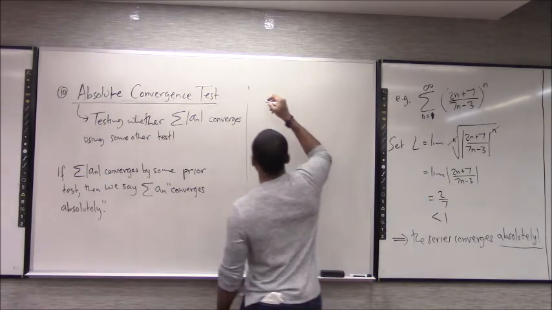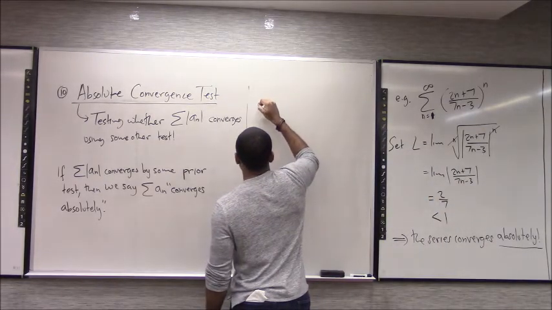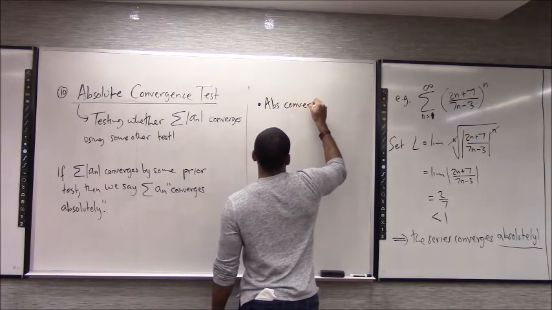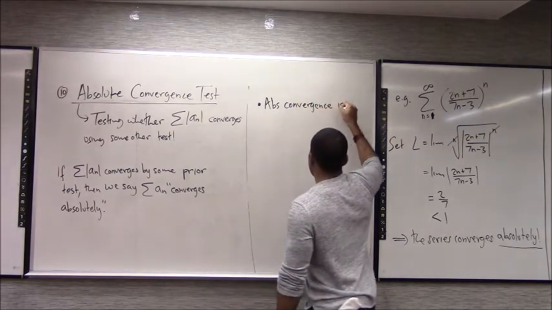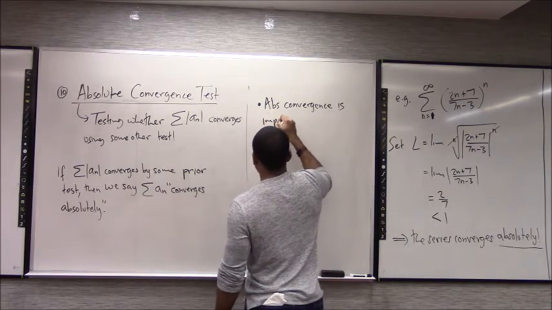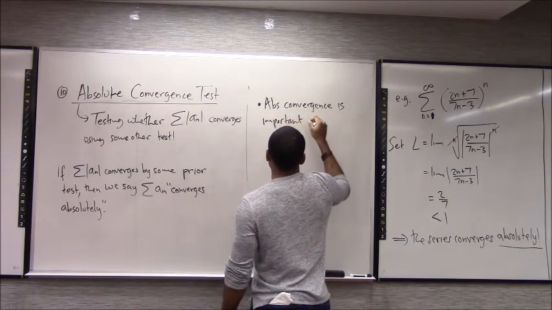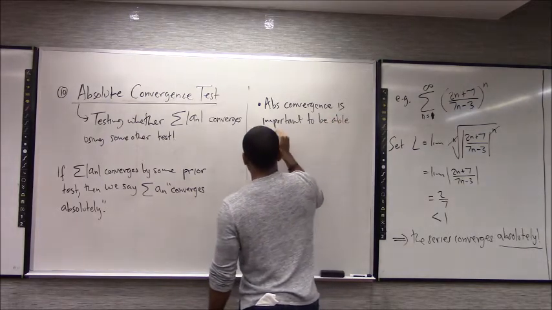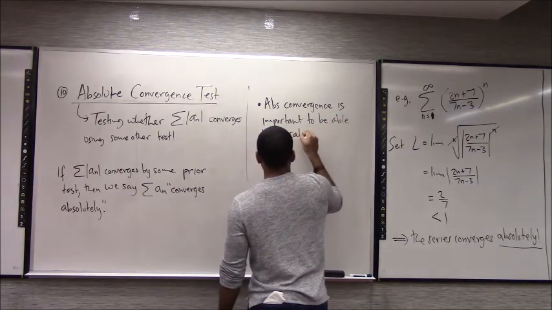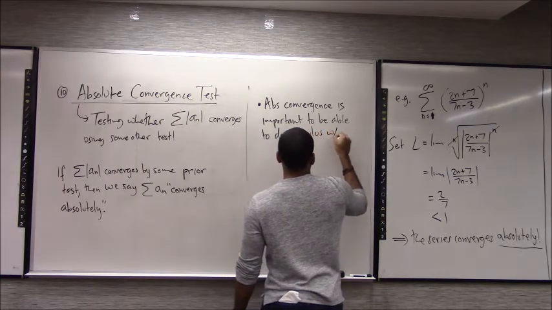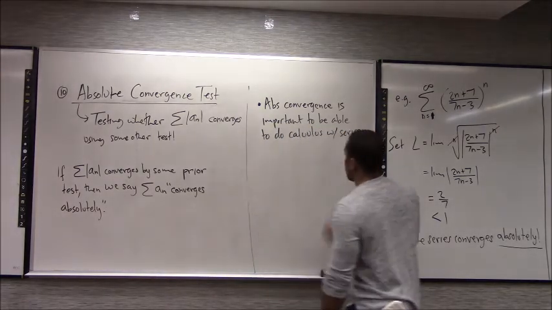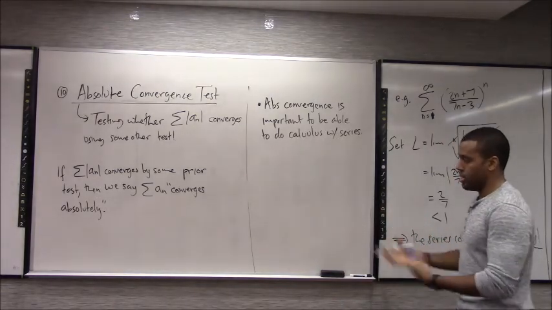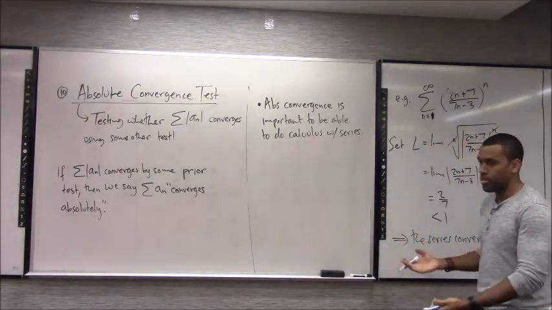So absolute convergence is important to be able to do calculus with series, right? Otherwise, calculus isn't going to understand the thing you're looking at. The series might as well be gibberish if it converges conditionally.